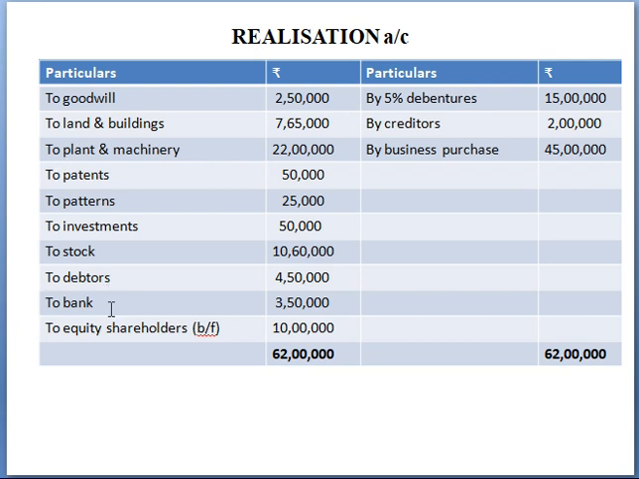So enter all the assets. The second is transfer your outsiders' liability. As the problem comes under the nature of purchase, only outsiders' liabilities are to be considered. Totally we have two outsiders' liabilities: one is debentures and the other is creditors. So enter your debentures and creditors. That is your second step.